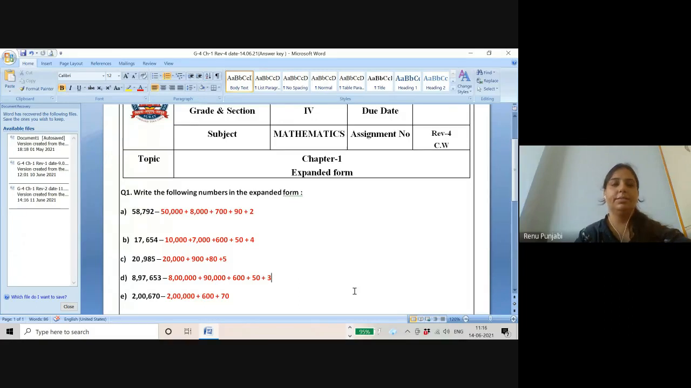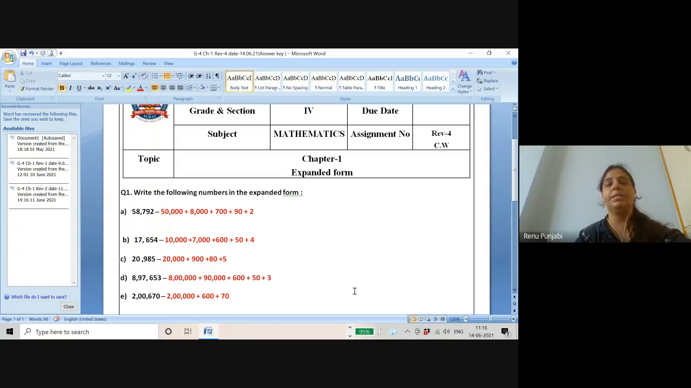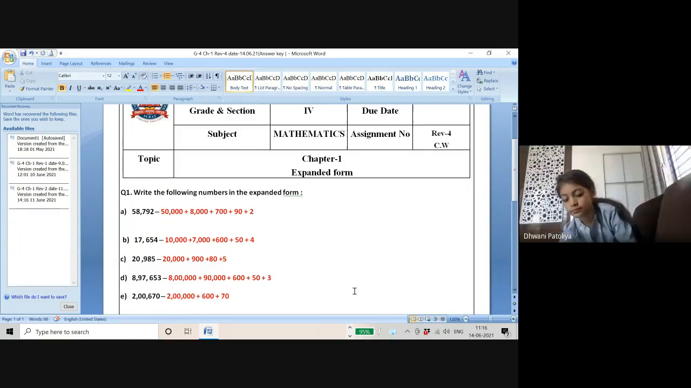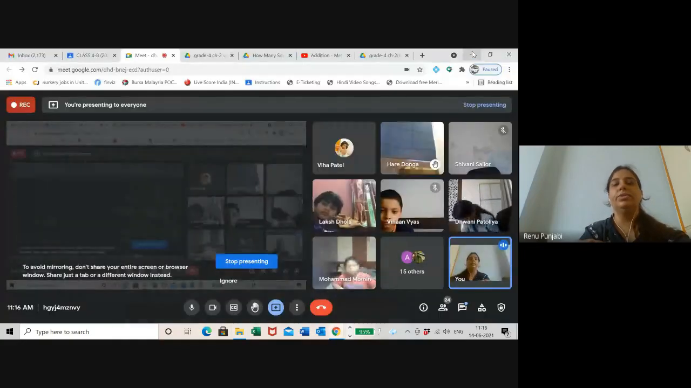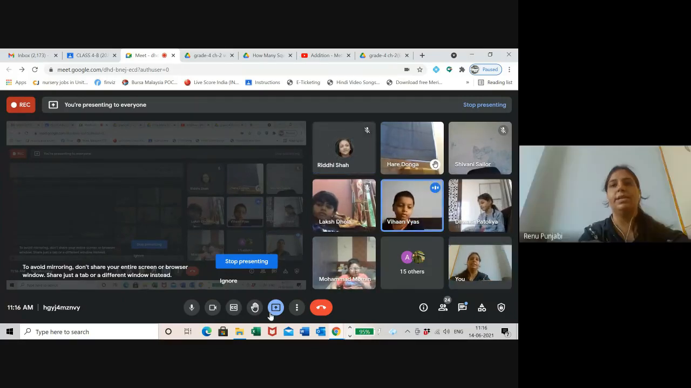Everyone completed? Yes, ma'am. Can I stop the presentation now? Sure. You will get this worksheet in the revision folder with the name of revision 4. Please attach your work there. Don't think that we need not send the classwork. Please, you need to send the classwork also in the folder which is given to you. Clear?